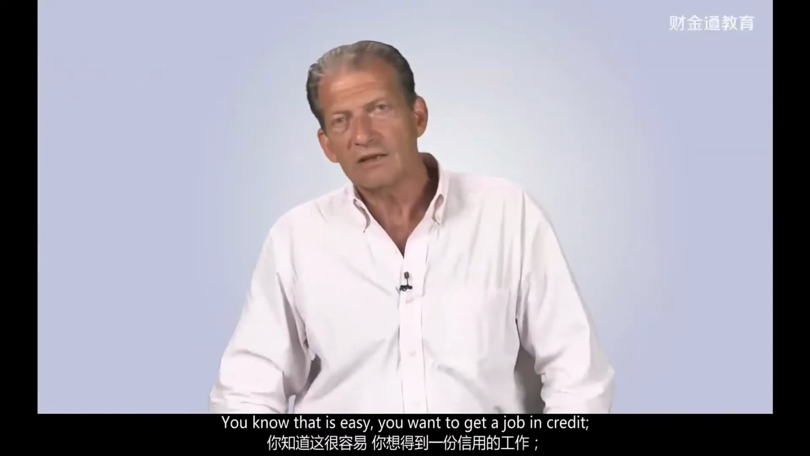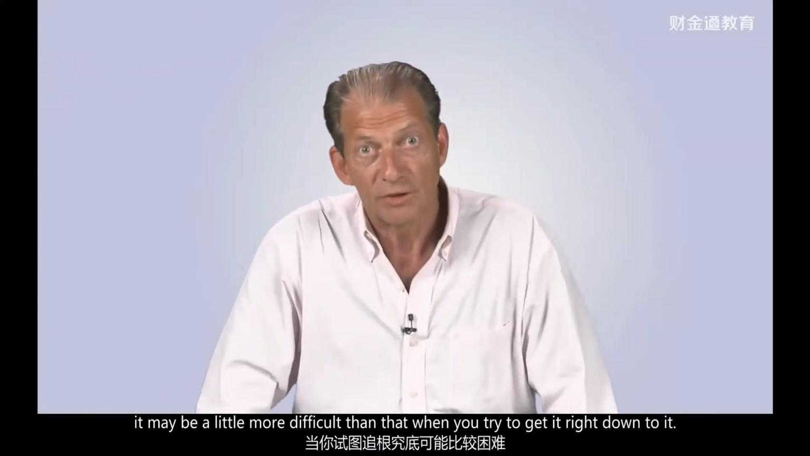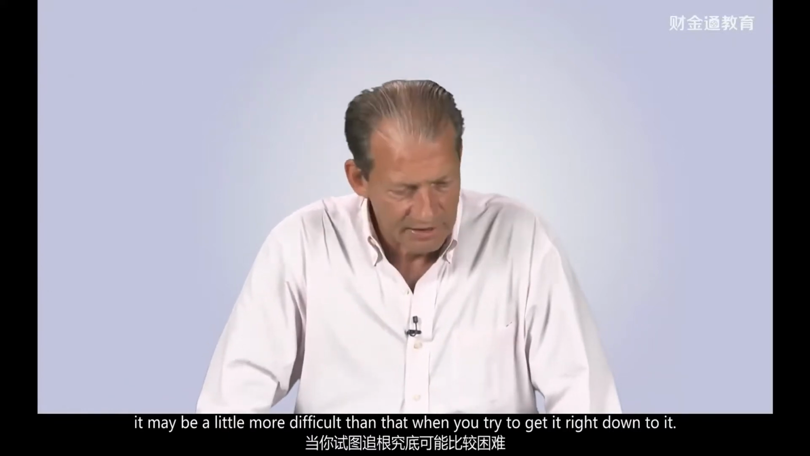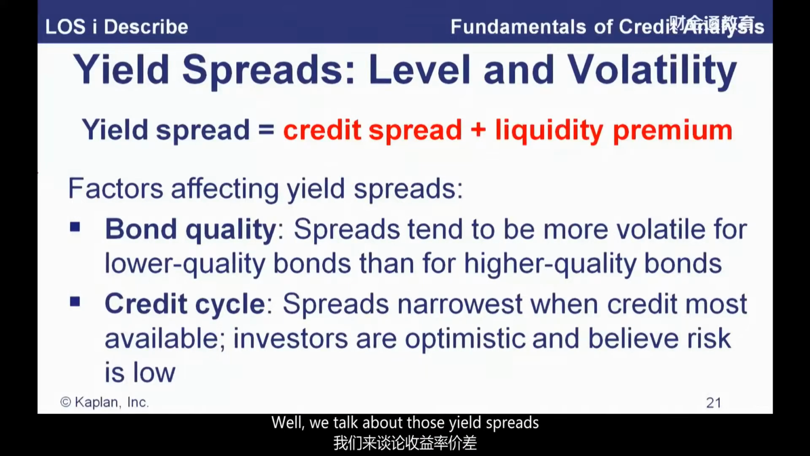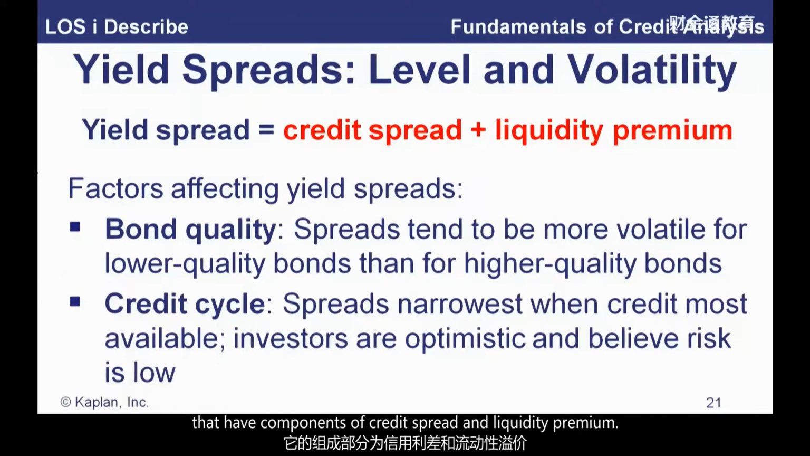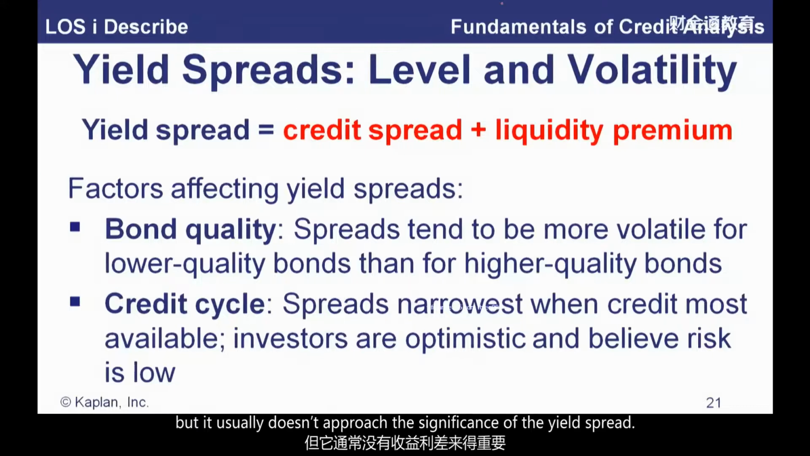If you knew it was that easy, you'd want to get a job in credit, but it might be a little more difficult than that when you try to get right down to it. Okay, yield spreads. What about the level and volatility of yield spreads? Well, we talk about these yield spreads as having components of the credit spread and liquidity premium. Liquidity premium is significant, but it usually doesn't approach the significance of the credit spread.